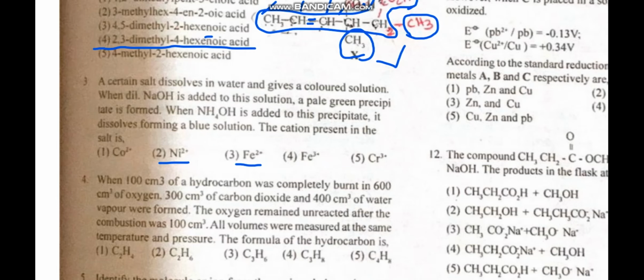That means the formed hydroxide is forming an amine complex which is blue. That's what the precipitate dissolving means. It should form a complex and dissolve. So it is forming the amine complex, and we know that nickel amine complex is only blue. Therefore the correct answer for this question will be the second one.